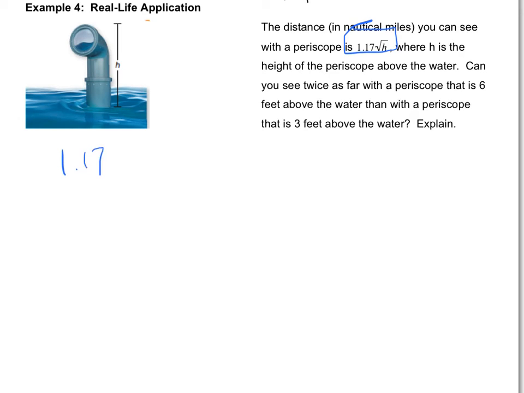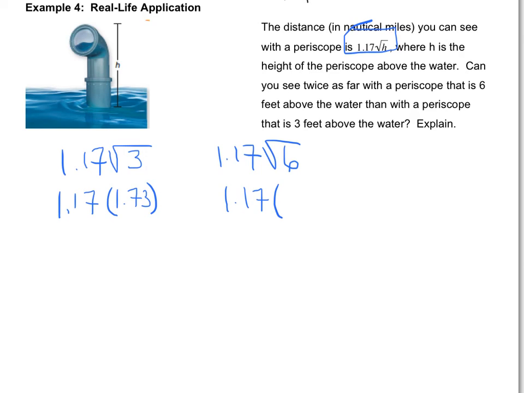If I do 1.17 times the square root of 3 and 1.17 times the square root of 6, what we're trying to find out is, are those two things basically double? So just on a calculator, 1.17 times the square root of 3 is about 1.73, where the square root of 6 is 2.45.